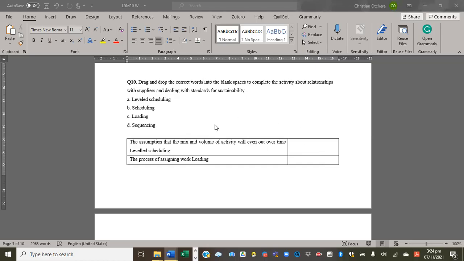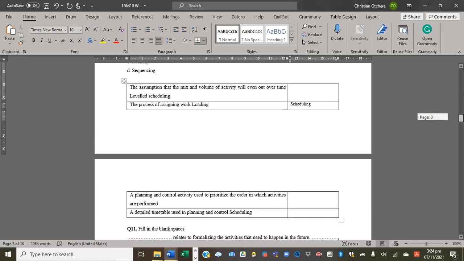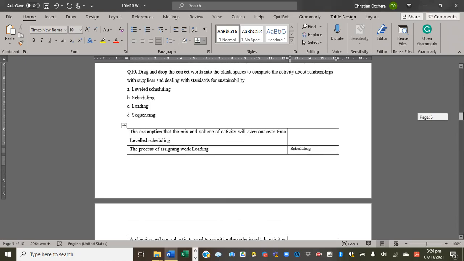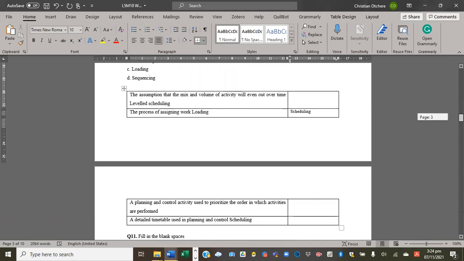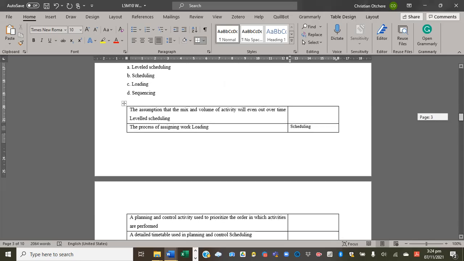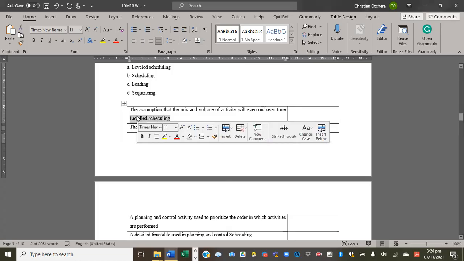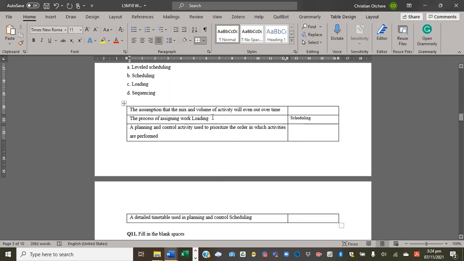The process of assigning workloading would be scheduling. Okay. The process of assigning workloading. Okay, scheduling. I think the first one is being answered off. Level scheduling. And the assumption that the... Okay, I've answered them for you.